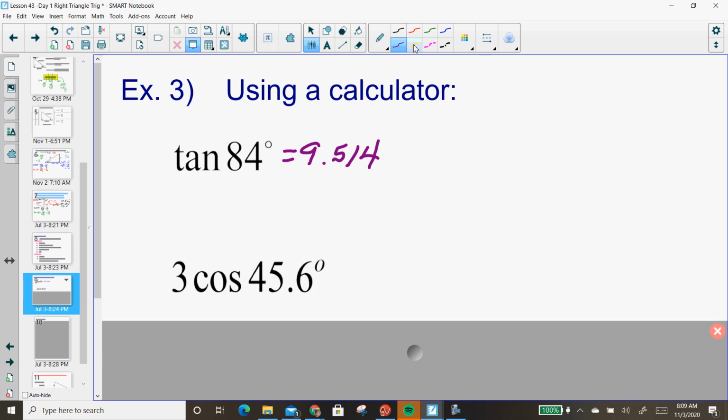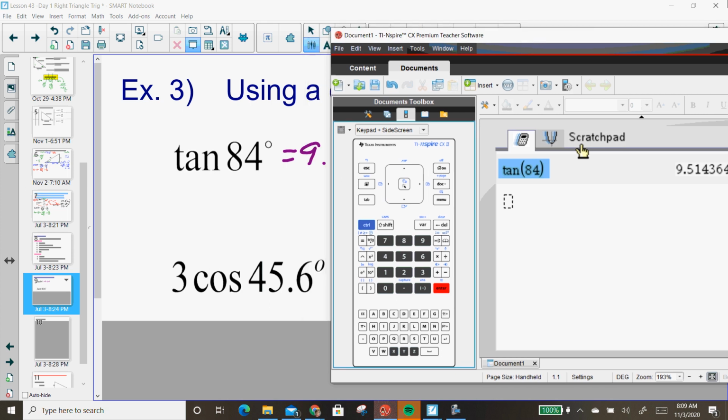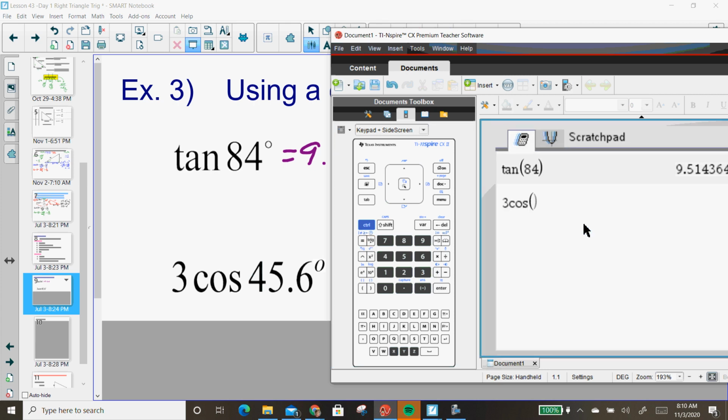Okay, next one is a little bit more complicated. We need to evaluate 3 times the cosine of 45.6. With an Inspire, all we have to do is type it exactly like that, 3. We don't even need the times. If you're on an 83, 84, I think you would still have to do the times button. Then we are going to go with trig, cosine, and then it's okay to type a decimal in there.